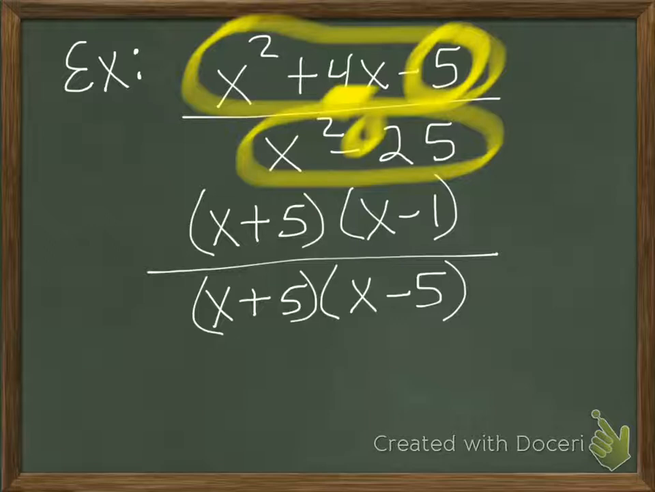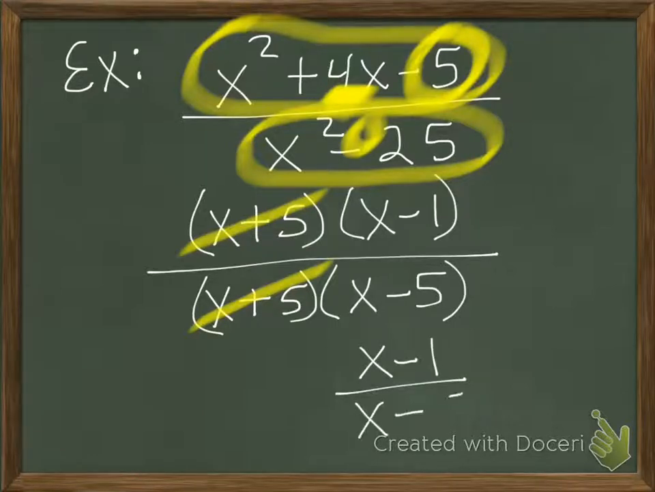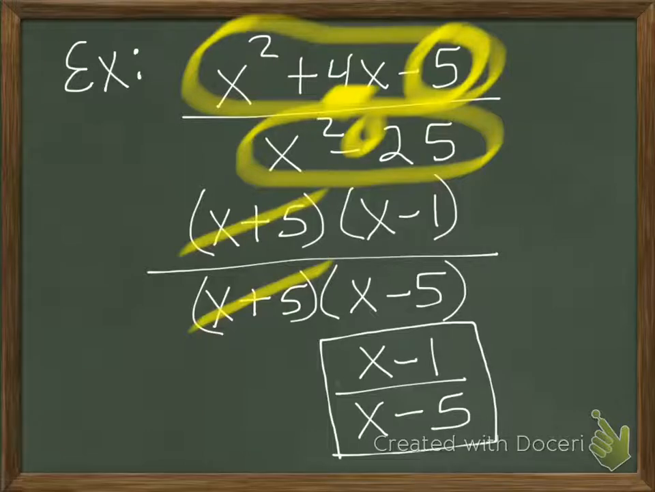The second step now is going to be to cancel from top to bottom. I'm going to look and see what can I cancel. And so from top to bottom I see that I have an x plus 5 and I have an x plus 5. Those are going to cancel. And I'm left with x minus 1 over x minus 5, which does not cancel. So my leftover part is x minus 1 over x minus 5. So that is a simplified rational expression. I factored, I canceled, and I wrote what was left over.